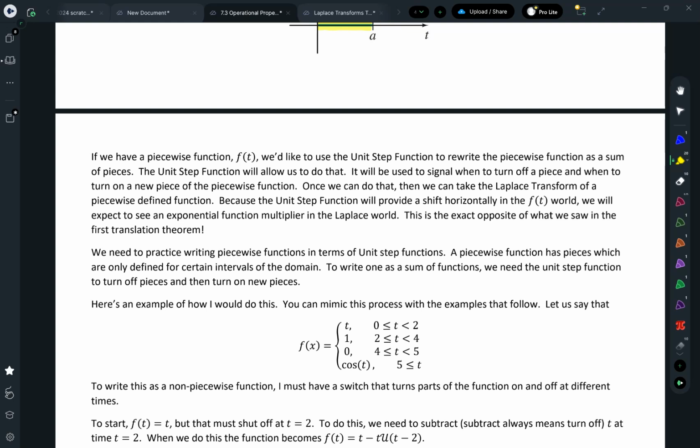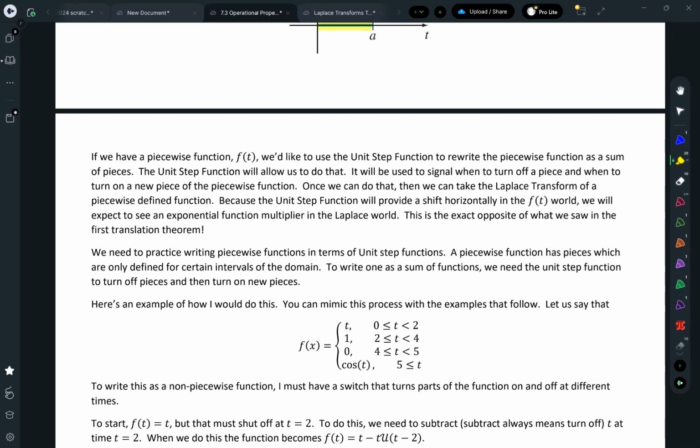Because the unit step function will provide a shift horizontally in the f of t world, we will expect to see an exponential function multiplier in the Laplace world. And that is exactly what's going to happen. It's the exact opposite of what we just saw in the first translation theorem. So there are some similarities going on here. But first, we need to practice writing piecewise functions in terms of unit step functions.